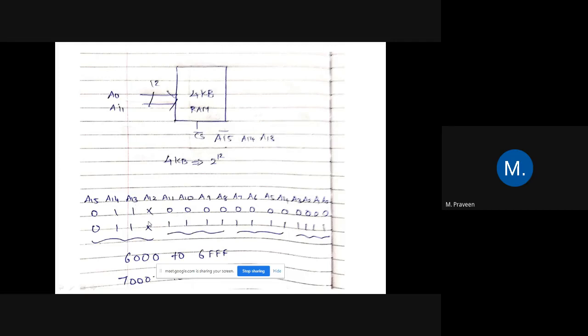Next, A12. A12 is not used here, therefore we simply put X here, don't care. Then A13, A14, A15 are connected to chip selection, so we have to choose the values of A13, A14, A15. But the condition here is that the chip selection value should be high. Therefore, in order to get high, what should be the values of A13, A14, and A15?